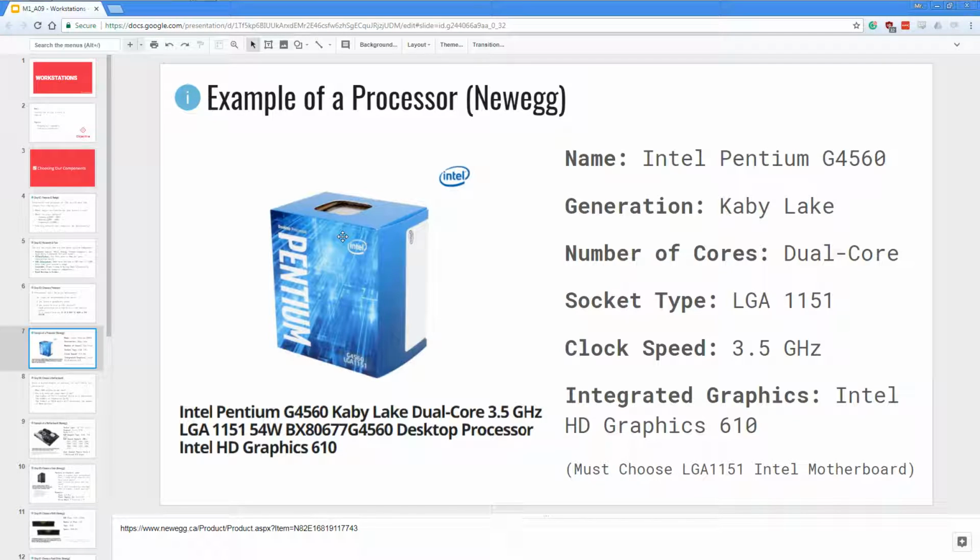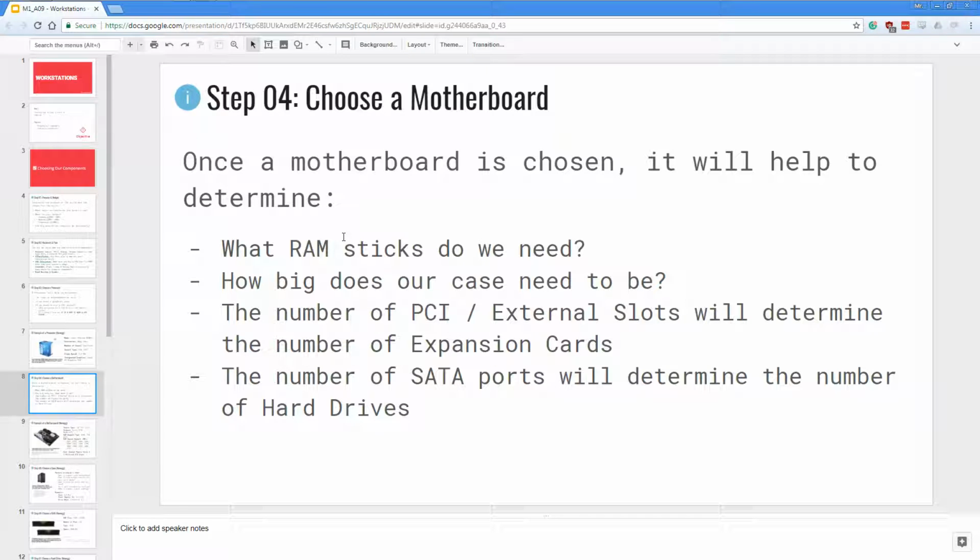Next, the clock speed is 3.5 gigahertz. It's very fast. It does 3.5 billion instructions per second. And it has integrated graphics, so we don't even need a graphics card if we use this processor. So now we know what CPU we've chosen, we can choose a motherboard.